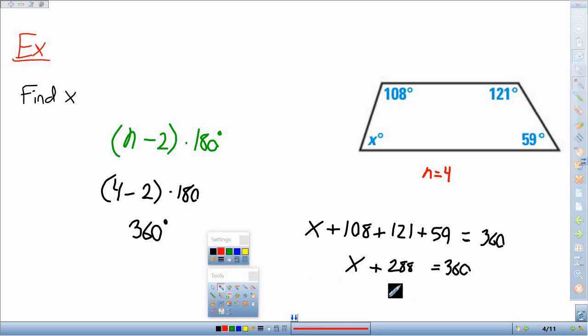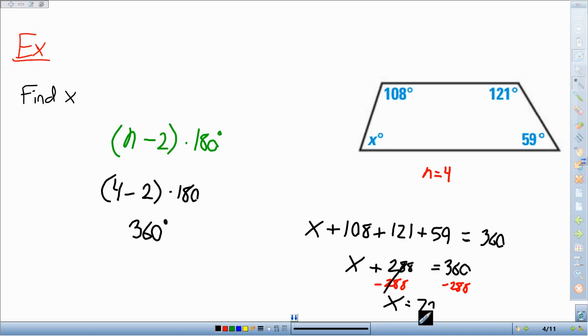And then from here, now I can subtract 288 to solve for x. And let's see, 360 minus 288 is going to give me 72. Okay, and there it is. That's what x equals.